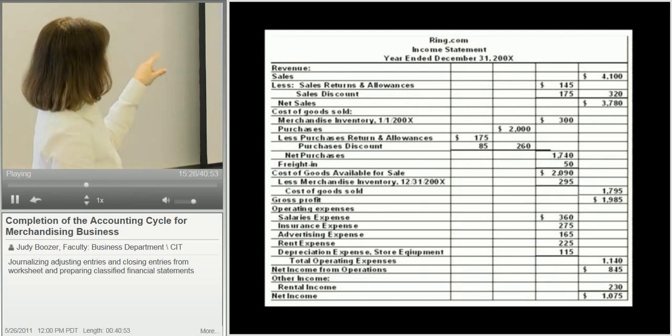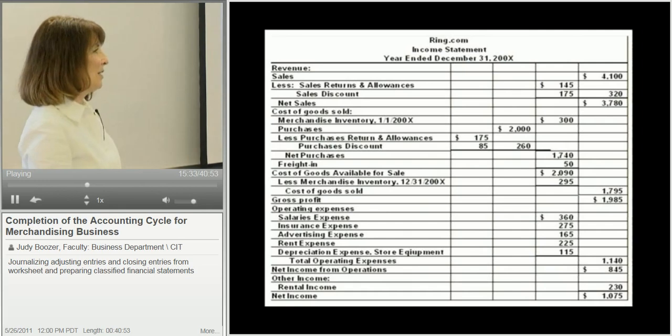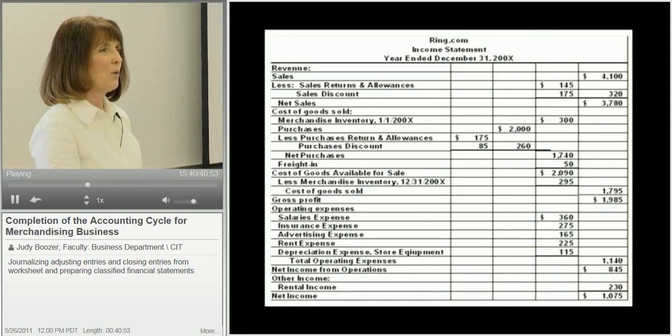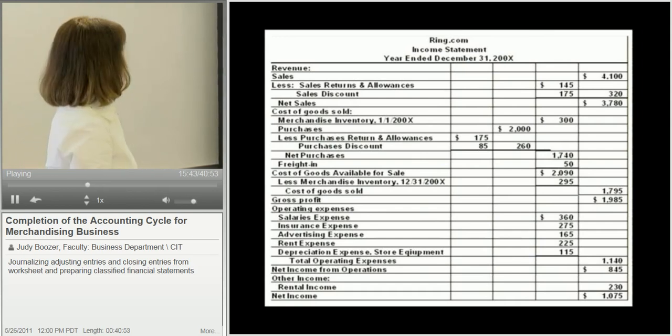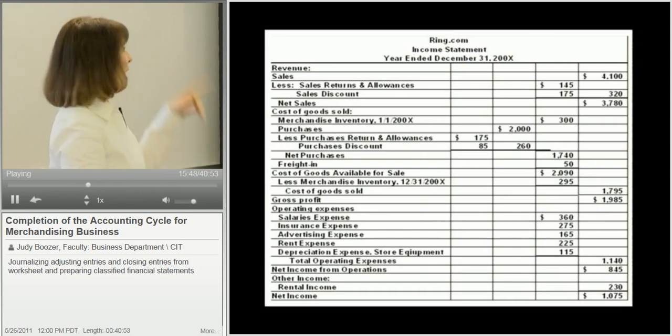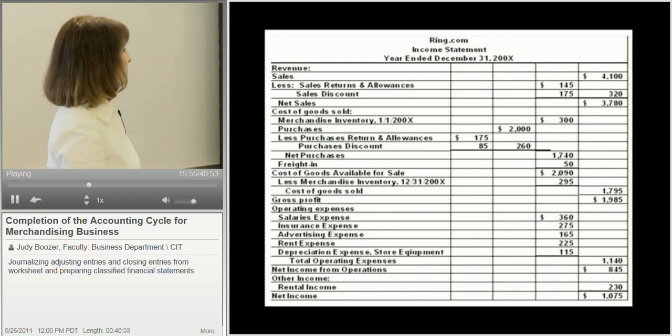So you need to subtract that ending inventory from the goods available for sale to arrive at something called cost of goods sold. What did it cost us in order to sell the merchandise that we sold? So that cost of goods sold amount gets put way to the right underneath that net sales amount. And what do we do with it? Subtract it or add it? Subtract it. It's kind of like an expense, but it's the cost of the goods that we sold.